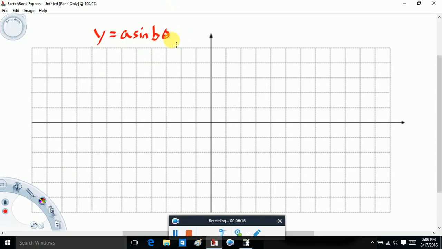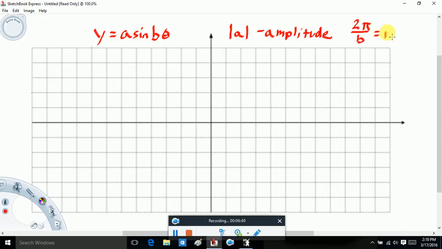And b by itself is the number of cycles. You don't really have to know this, but b is the number of cycles in the interval 0 to 2 pi. So if b was 5, we'd have 5 cycles between 0 and 2 pi. Alright, we're going to need this for later.